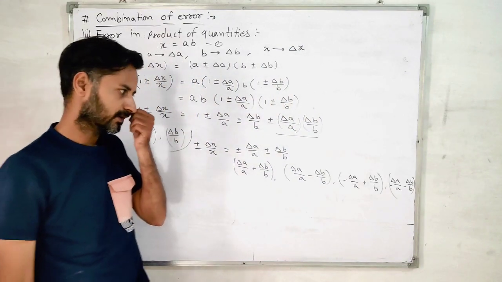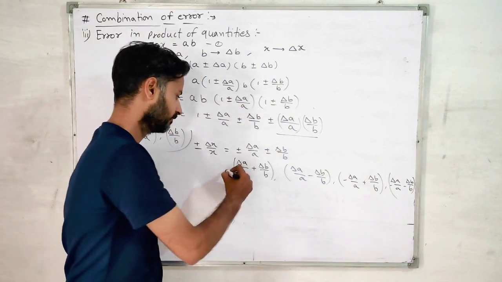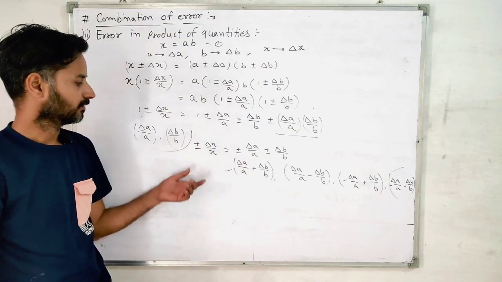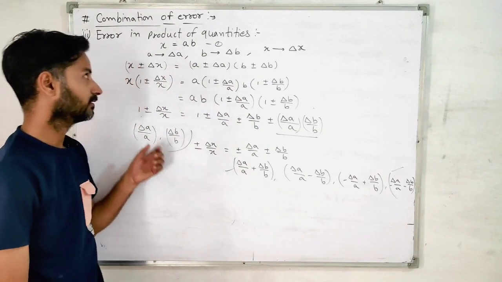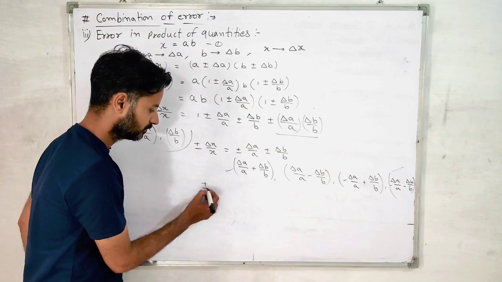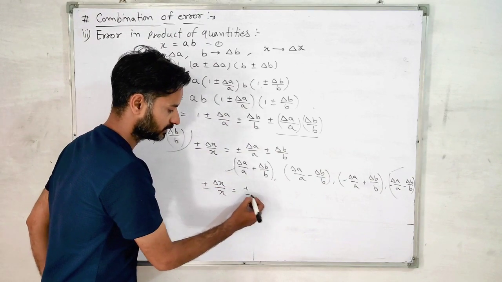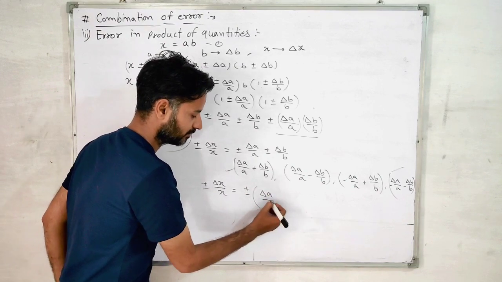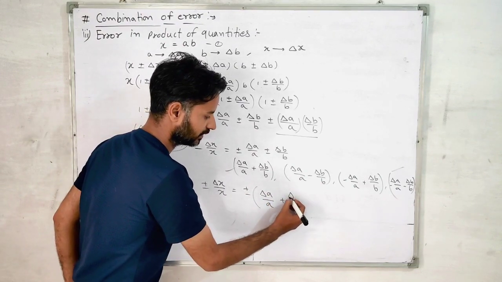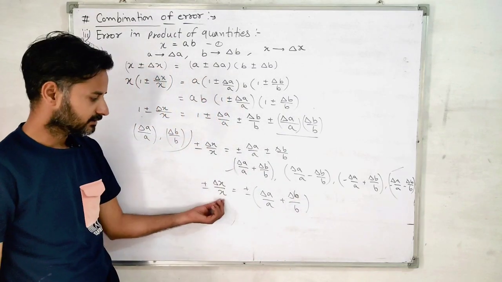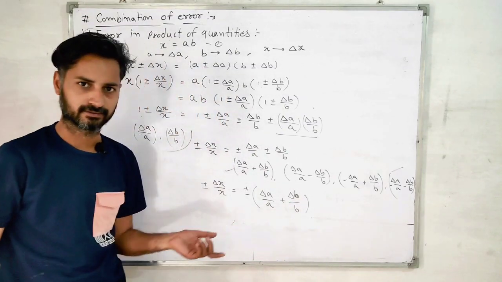Now the maximum permissible relative errors are this and this. So the maximum permissible relative error in the desired quantity will be plus minus (del a divided by a plus del b divided by b). If we want percentage error, then just multiply this with 100. Okay.